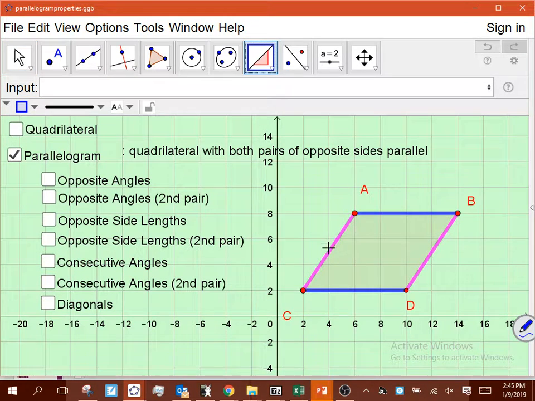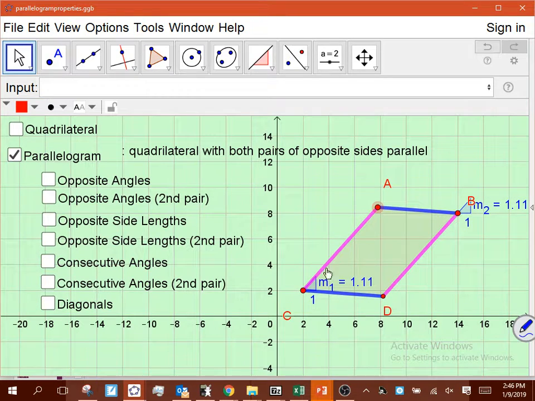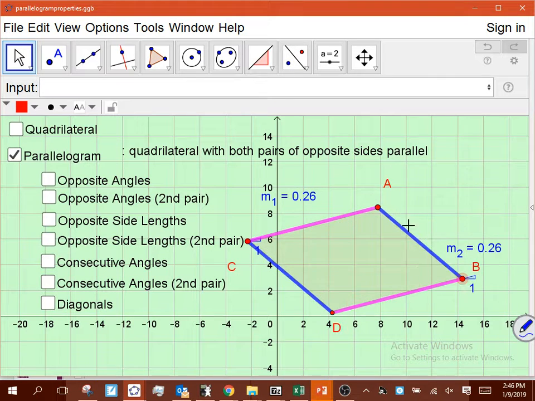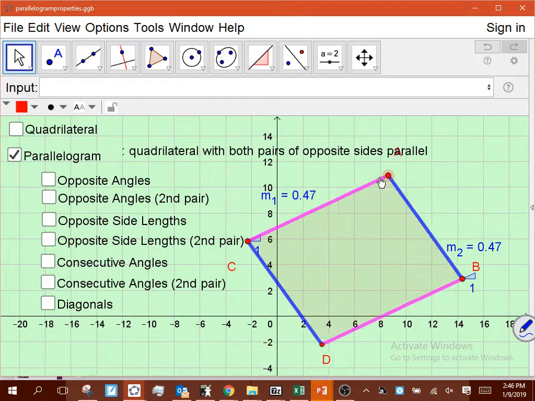So if I look at these purple lines here, they both have a slope of 3/2 or 1.5, right? And no matter where I move these vertices, we see that these two slopes are always the same as one another. Is that all right with everybody? So that's one set of opposite sides.